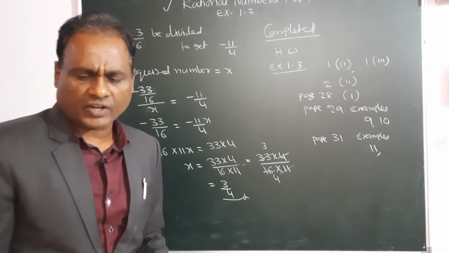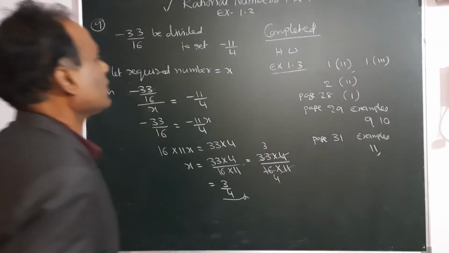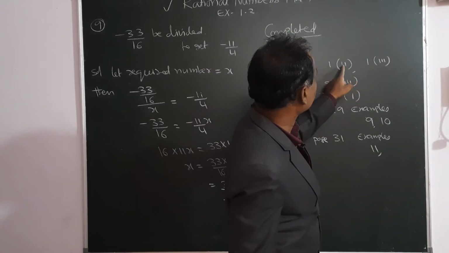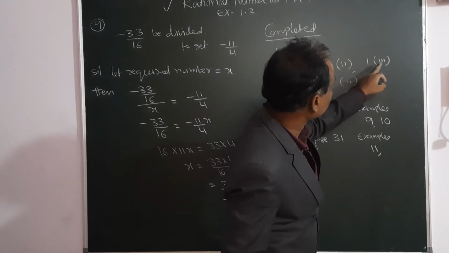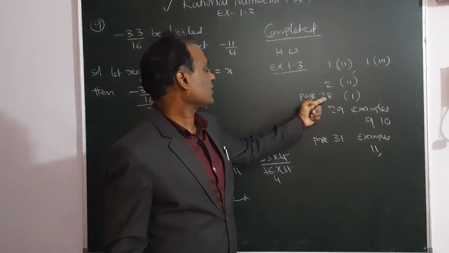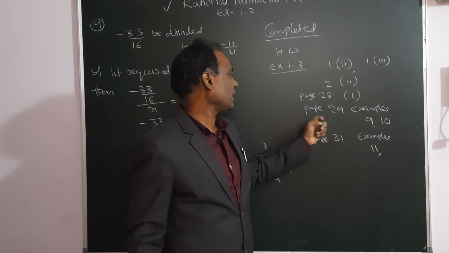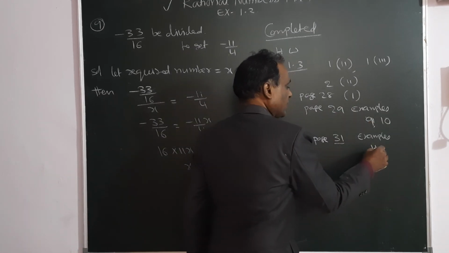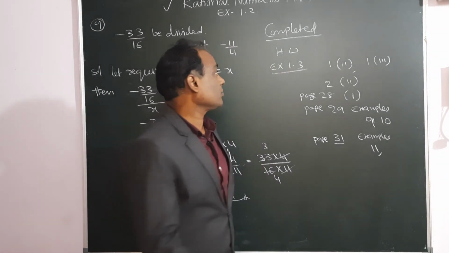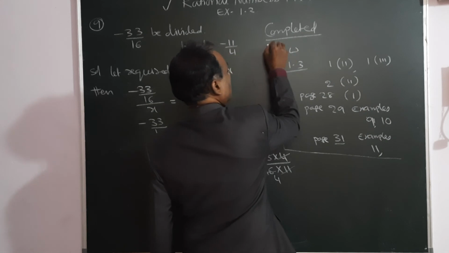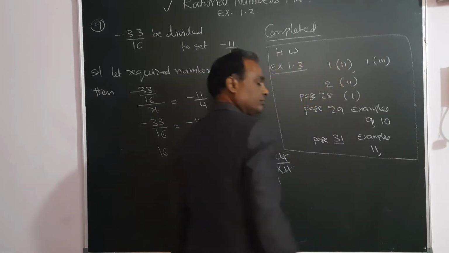So this is your homework in exercise 1.3. A few bits I left: first question second bit, first question third bit, second bit. And on page number 28 the first concept, on page number 29 examples 9 and 10, and on page number 31 example 11. These problems you have to do compulsorily and do the revision.